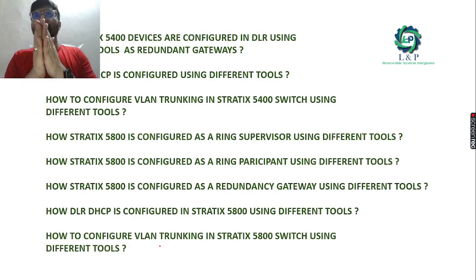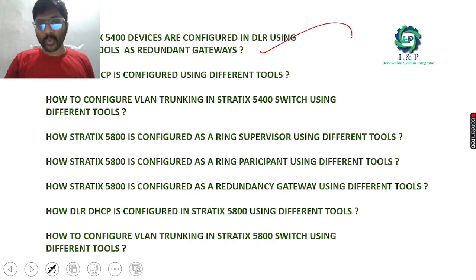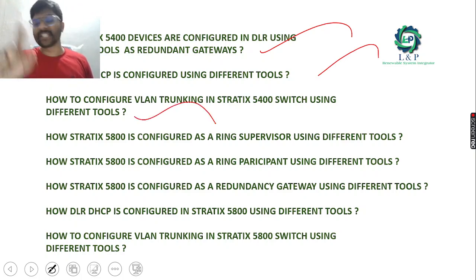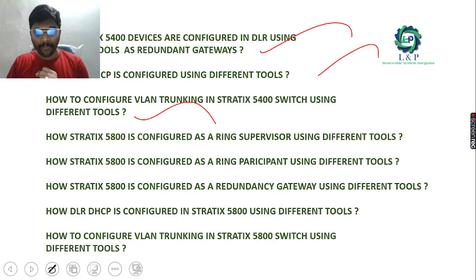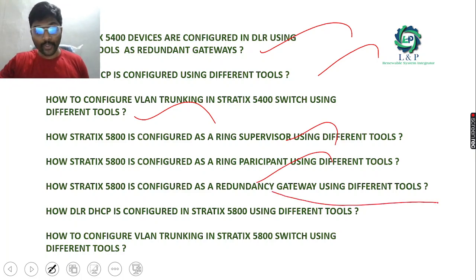So what are the things that we are going to discuss in part 4? How a Stratix 5400 switch is configured in the DLR as a redundant gateway using the different tools. How DHCP is configured in the DLR using the different tools. How to configure VLAN trunking in the Stratix 5400 switches. The same three things, that is redundancy gateway: how we are going to configure the 5800 Stratix switch as a ring supervisor, as a ring participant, and how we are going to use them as a redundant gateway using the different tools.